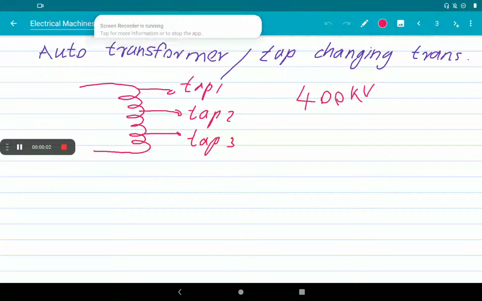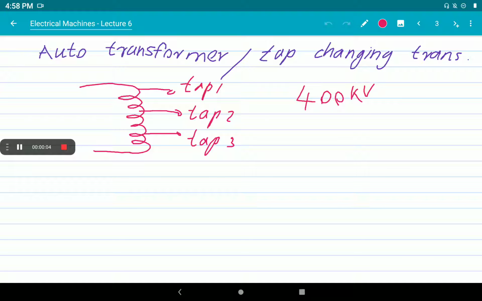Auto transformer is a single winding transformer. Its primary and secondary windings are the same winding. One side is taken as primary, and by tapping a portion of the number of turns, we get the secondary. For example, it is mainly used in generating stations and substations.